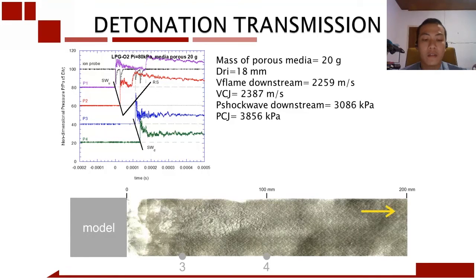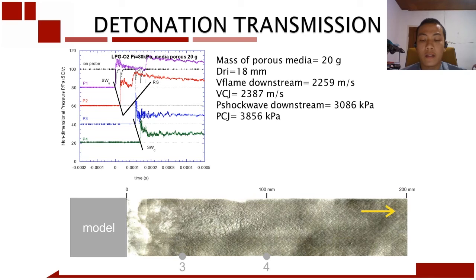The second mechanism is detonation transmission, defined as a condition when the detonation wave was transmitted directly after passing through the porous media model. The example of pressure and flame propagation history of the detonation transmission phenomenon is displayed in figure, which shows data from the combustion of the mixture with an initial pressure of 80 kPa using 20 grams of porous media. It is shown from the figure that at the location of sensors, the flame front was detected at the same time as the detection of the shock wave. That indicates that a detonation occurred at the location of the sensors in the upstream and downstream of the model.